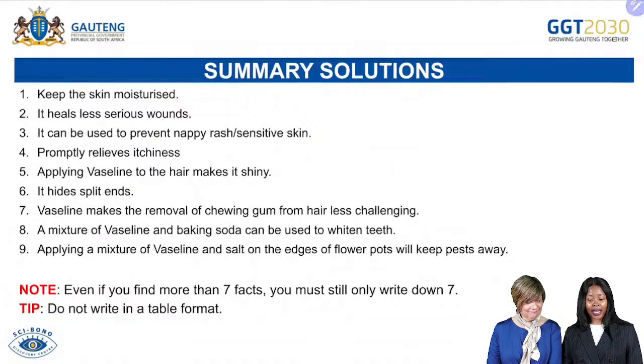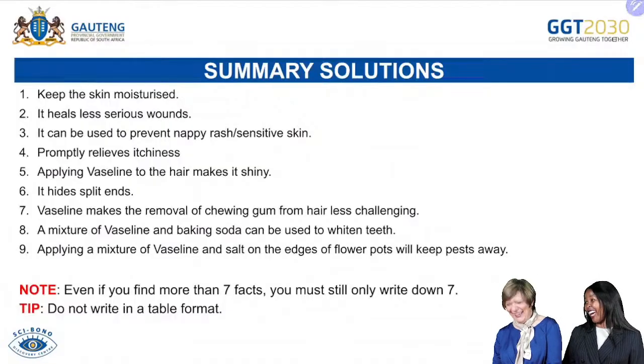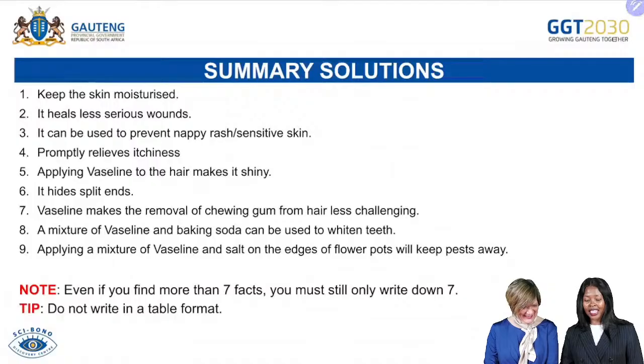Applying Vaseline to the hair makes it shiny. It hides split ends and it makes the removal of chewing gum from the hair less challenging. A mixture of Vaseline and baking soda can be used to whiten your teeth. And finally, applying a mixture of Vaseline and salt on the edges of flower pots will keep pests away.